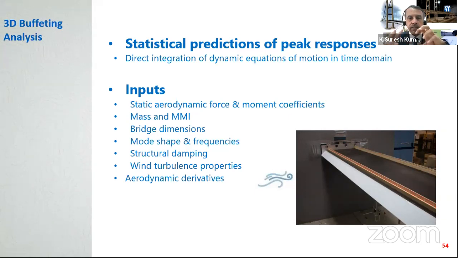And coherence is another important thing, because when you are talking about a long bridge, the pressure fluctuations happening at the middle of the bridge are not correlated with pressure fluctuations happening 200 meters down the line. So you need a coherence function.